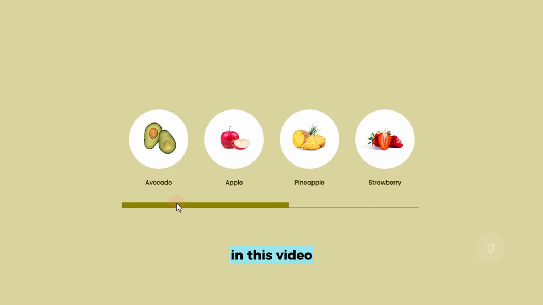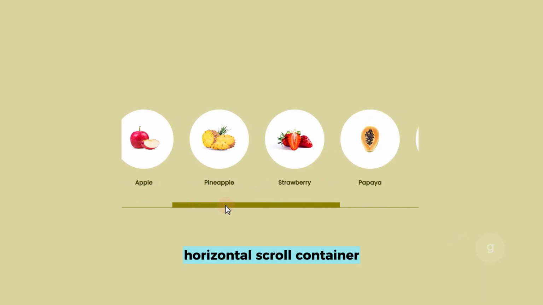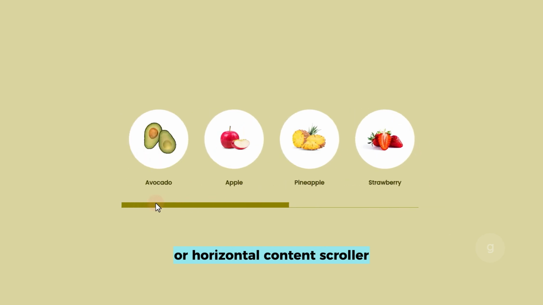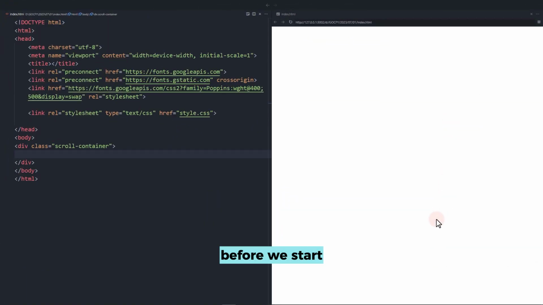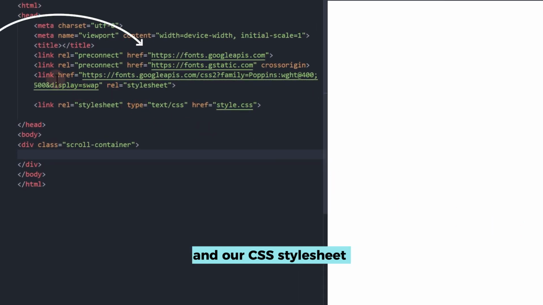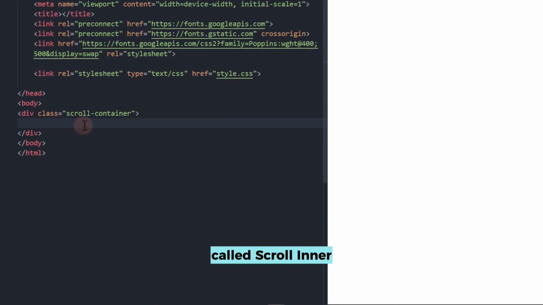In this video, we are going to create a simple CSS horizontal scroll container or horizontal content scroller with multiple items inside. Before we start, I already added a Google Fonts link and our CSS style sheet link source.